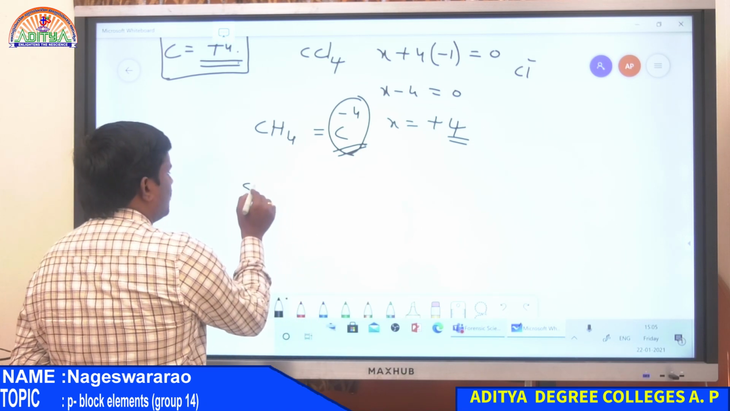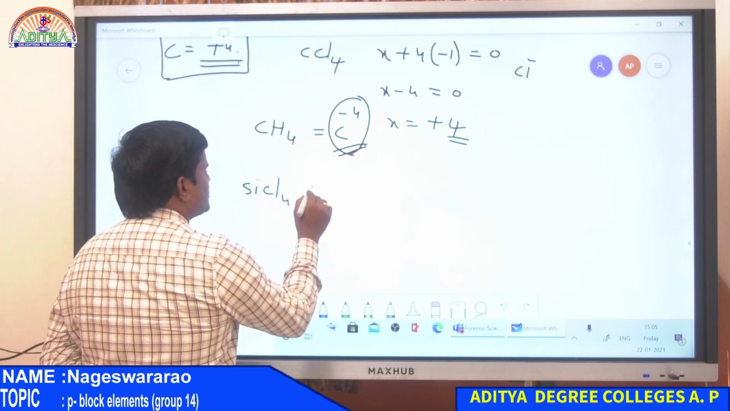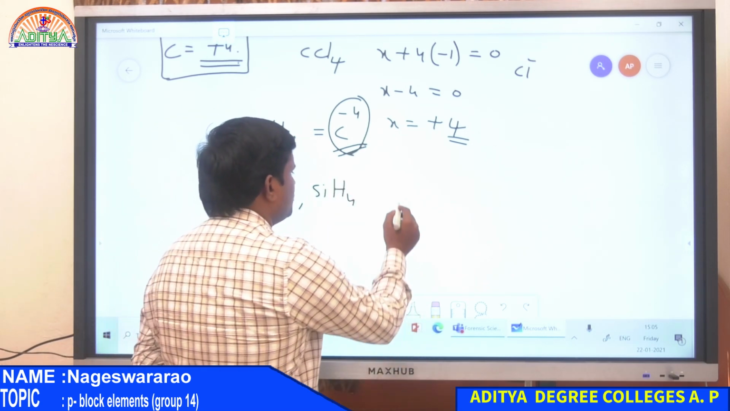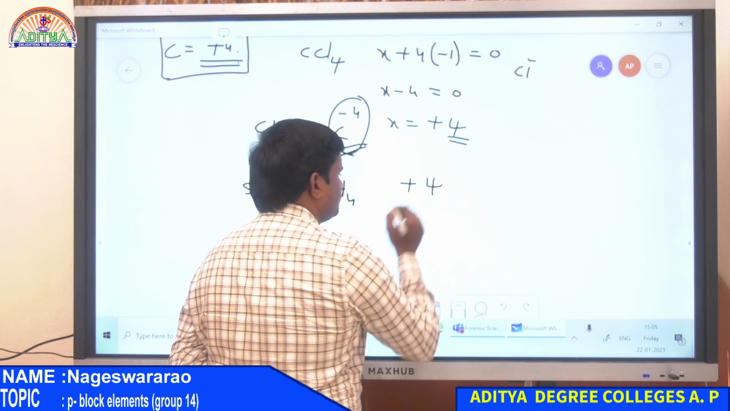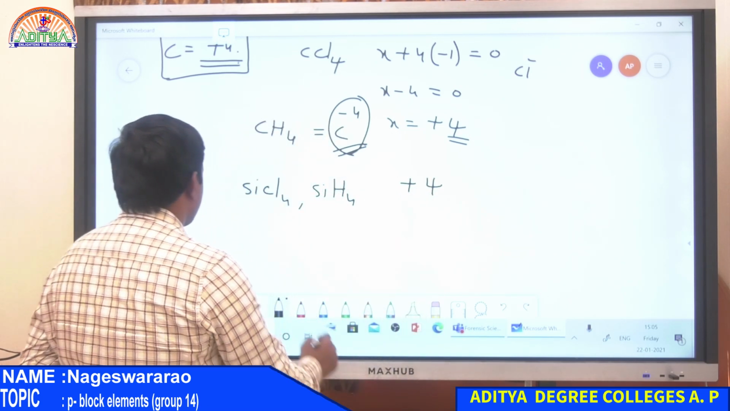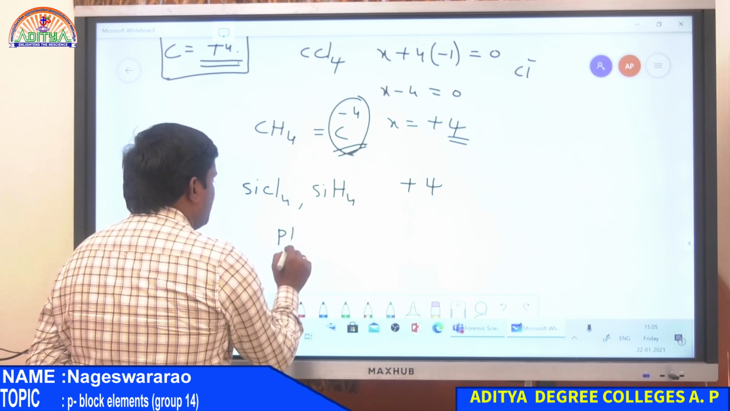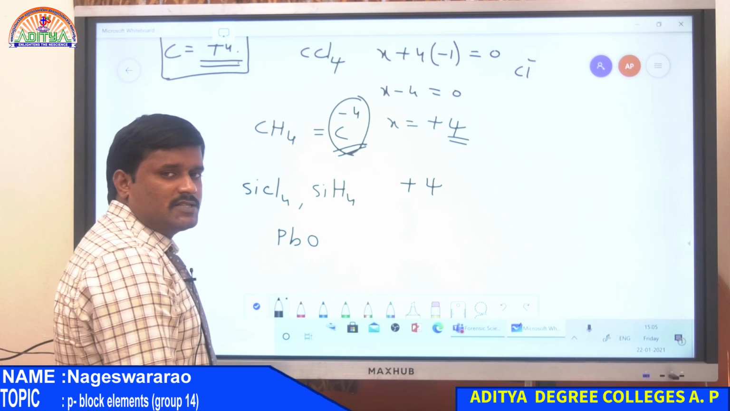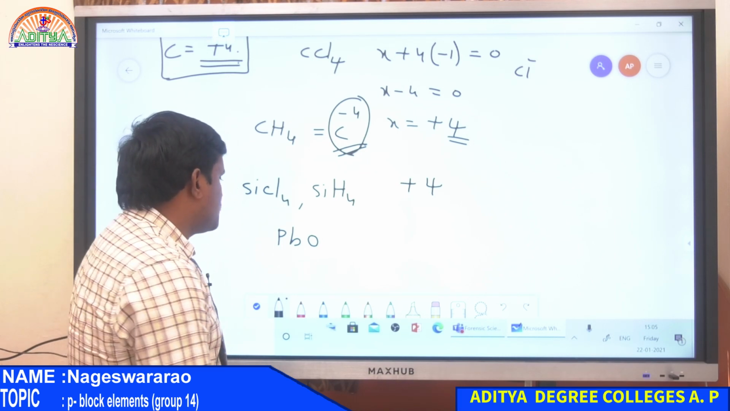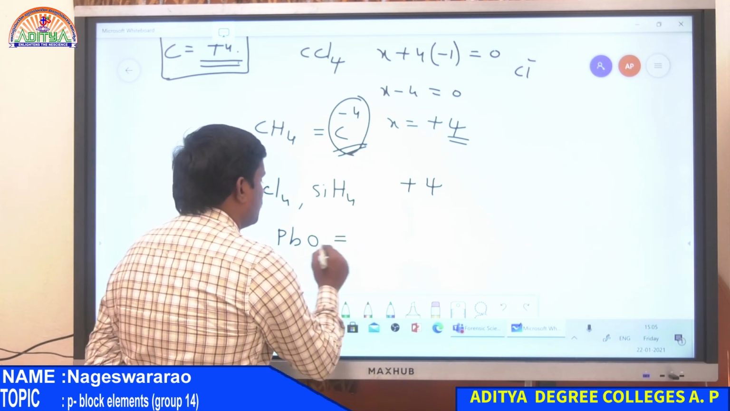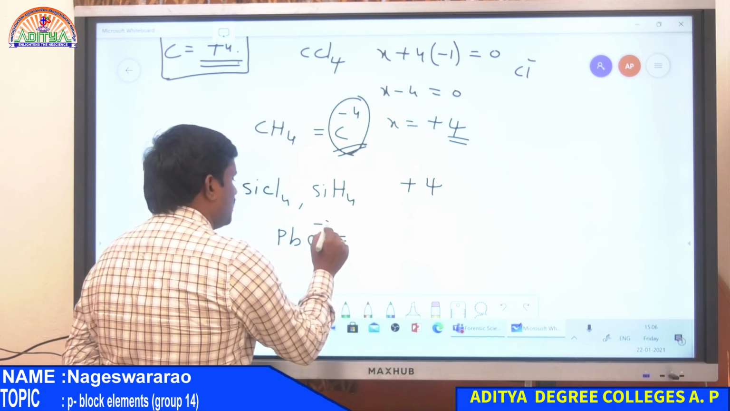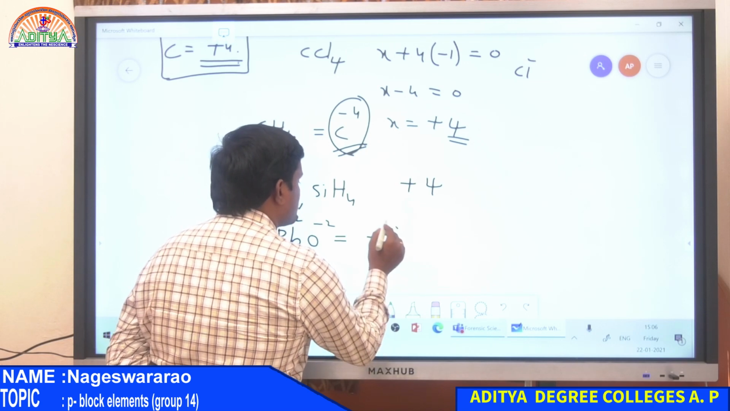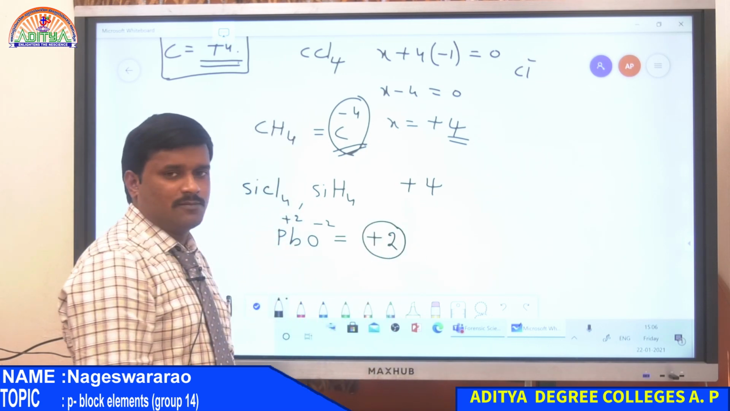Silicon: SiCl4, SiH4. In all these cases, silicon also exhibits a +4 oxidation state. And then lead, Pb. For Pb, there is only PbO, the oxide of lead. So lead always forms PbO. It means oxygen is -2, therefore Pb is +2, and hence lead always forms a +2 stable oxidation number.